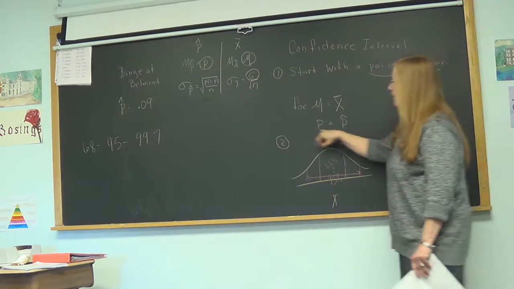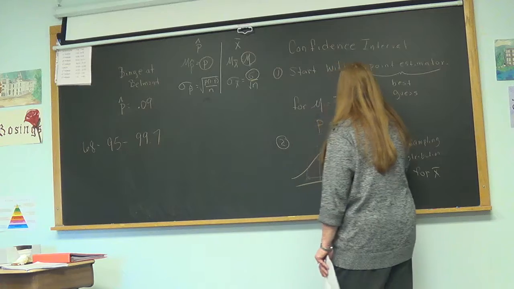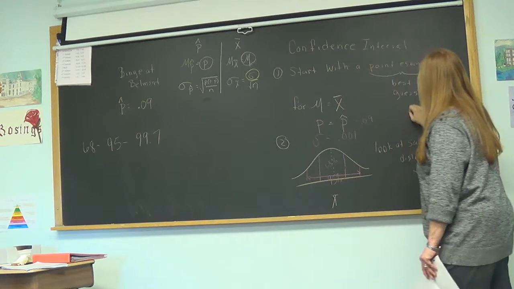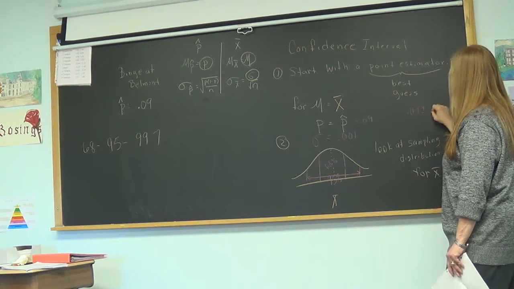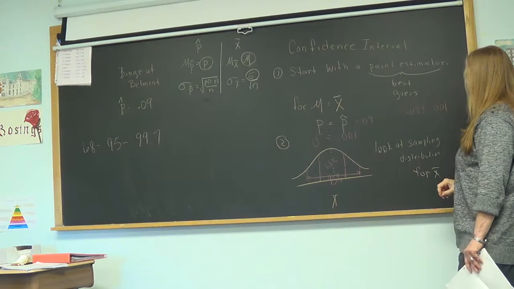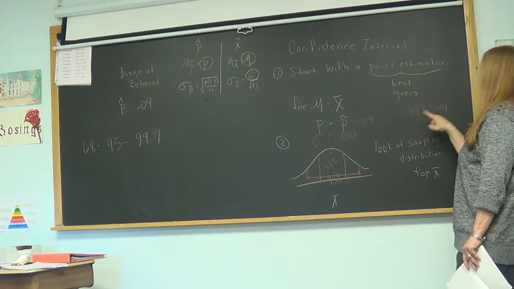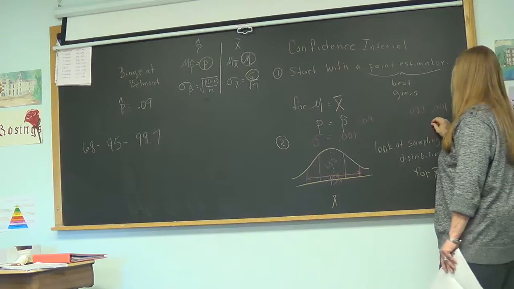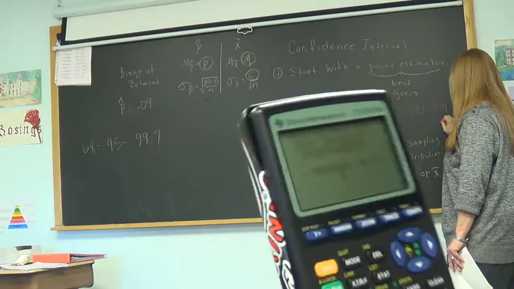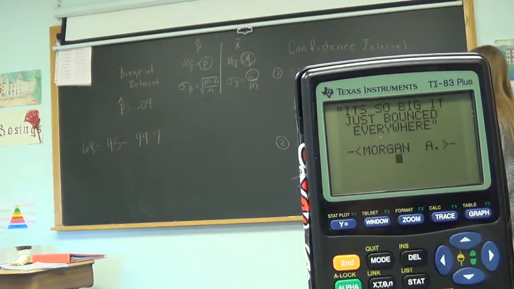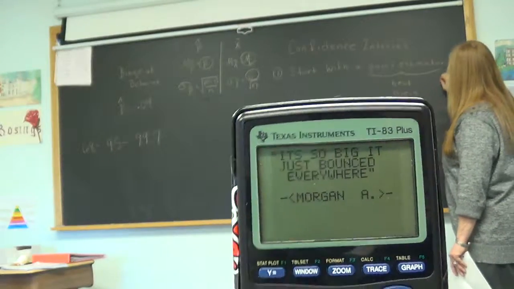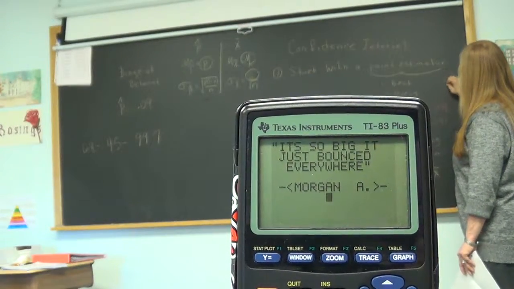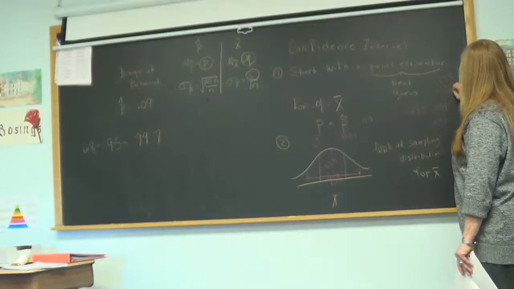P hat for this example is 0.09, and we're going to go up from it, 0.001. So from 0.09, we're going to go up 0.001. That'll get us up to 0.091, and we're going to go down. And what's 0.090 minus 0.001? 0.089. Thank you.